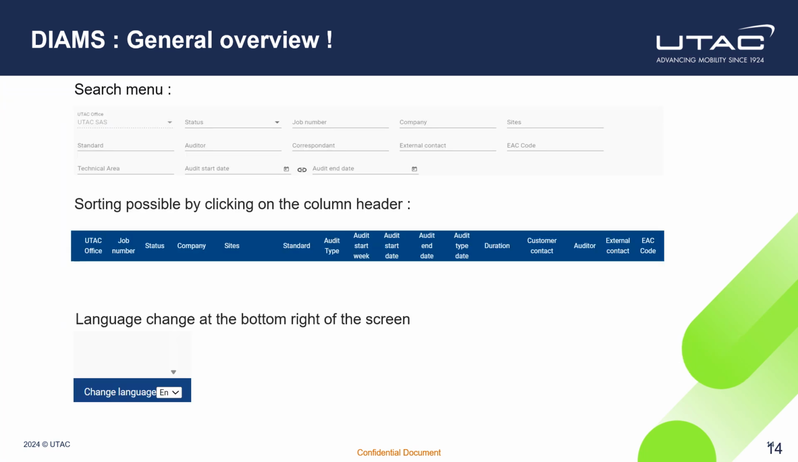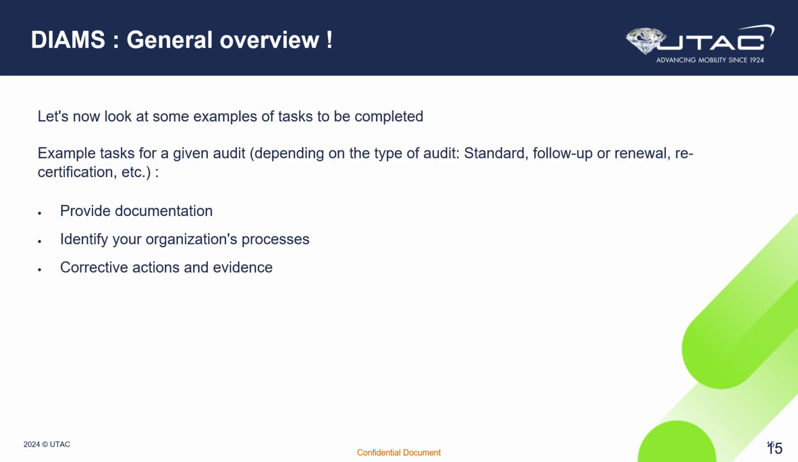On the menus accessible on the left side of the screen, you will always find the search menu at the top of the screen, which allows you to refine your search by entering criteria. The search function depends on the selected menu. You can adjust the display order by clicking on the column header. You can change the language at any time at the bottom right of the screen. Let's now look at some examples of tasks to be completed.